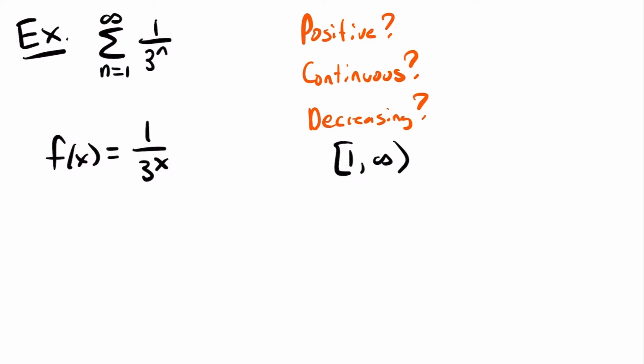Let's start with if it's positive. If you take a look at our function here, we have 1 divided by 3 to the power of x, and our values of x are from 1 to infinity, and those are all positive values. So 3 is being raised to a positive value, and so the result of 3 being raised to that power will always be positive.